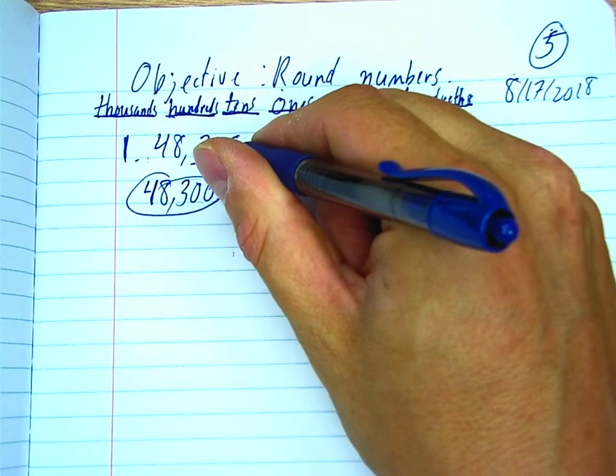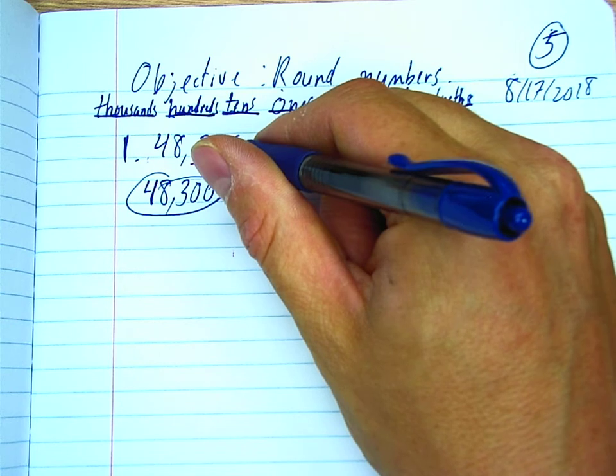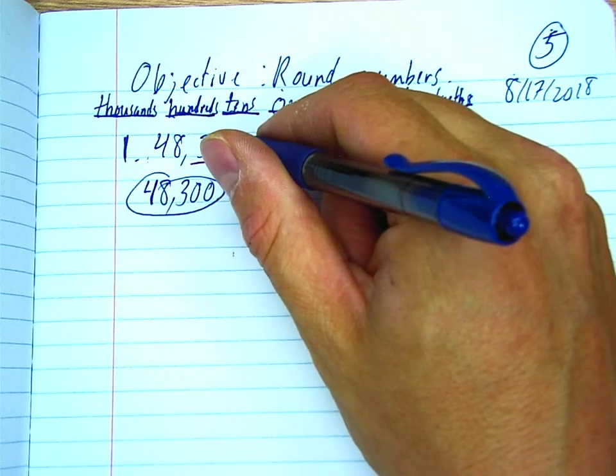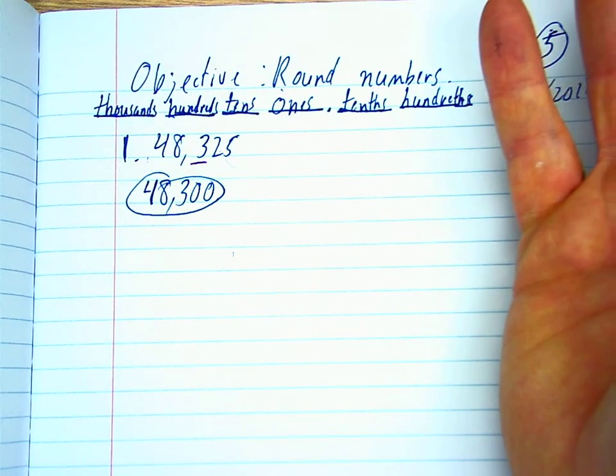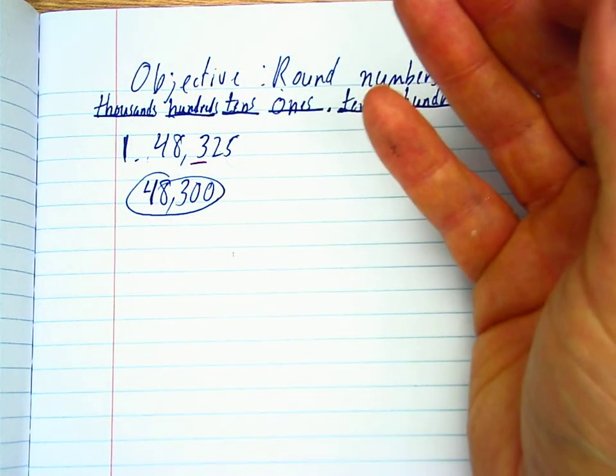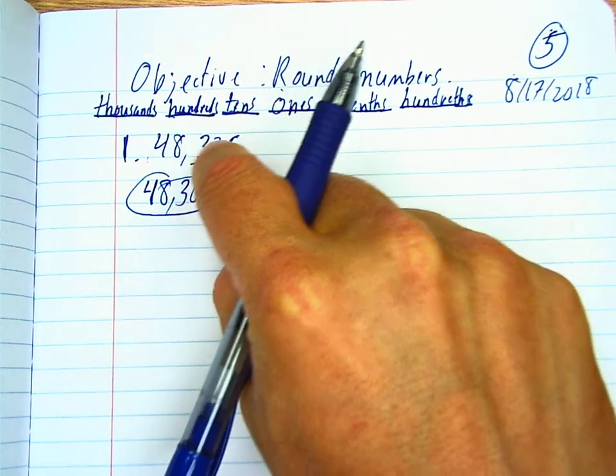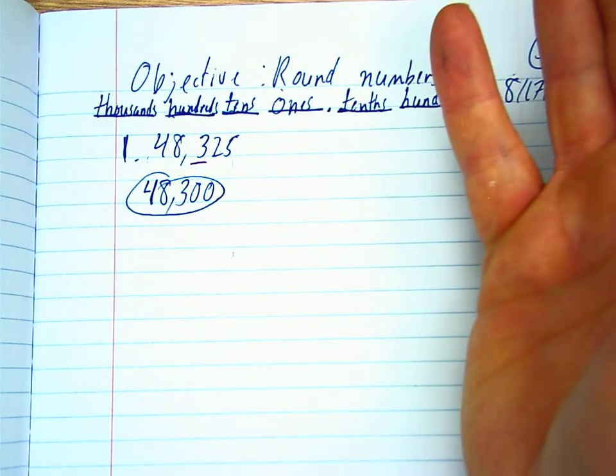Now, if that was instead of a 25, for example a 65, we would round it up to 400 because it would be closer to 400. If it's exactly midway between, we round it up. So if this was 48,350, it would become 48,400.